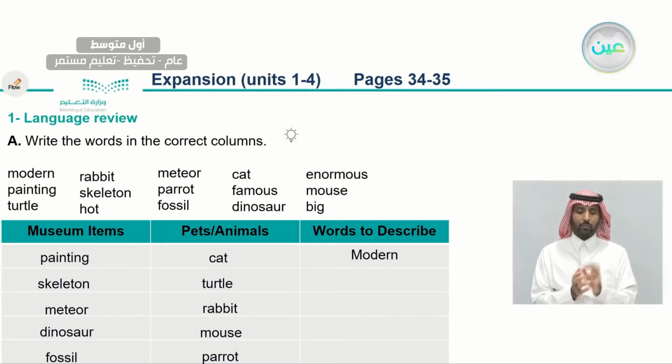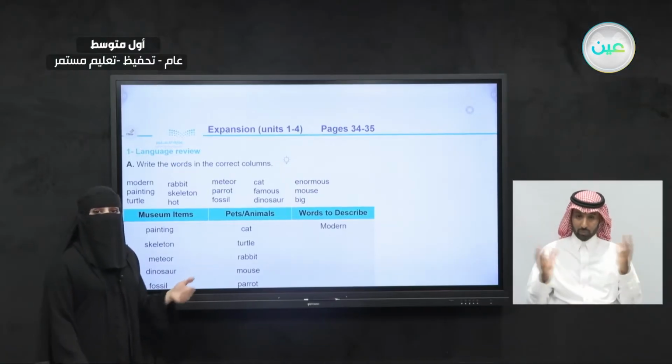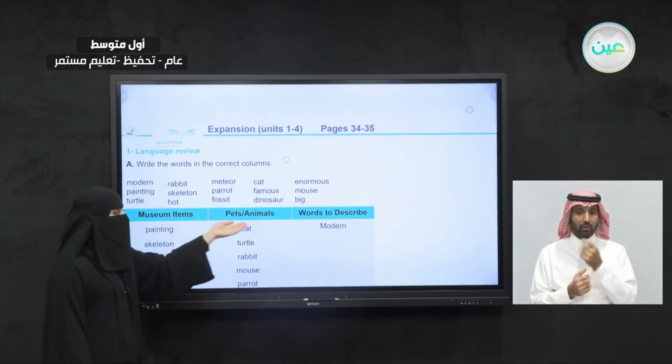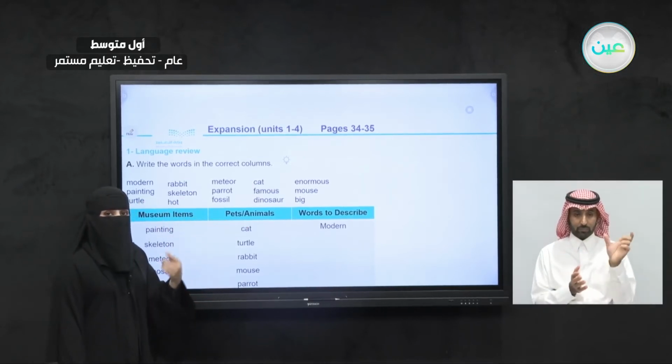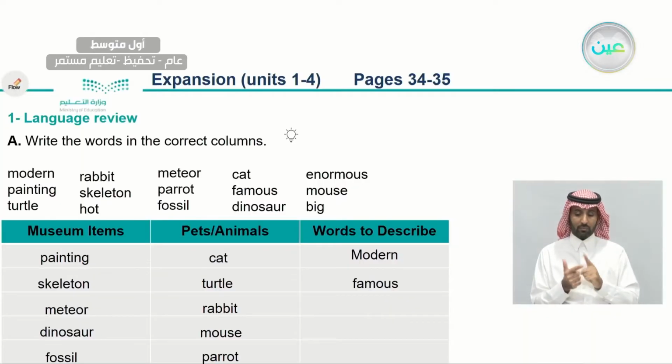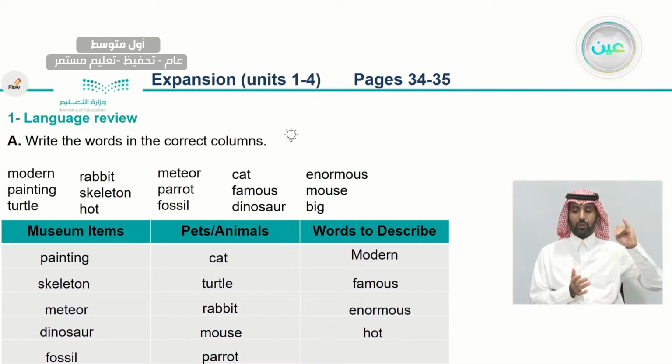How about words to describe something? Is it big, small, enormous, amazing? We're looking for adjectives, words to describe. First one is modern. Second one is famous, like Al-Masmak Palace, it's a very famous place in Riyadh. Enormous, huge and big, very big. And hot, big also, okay?